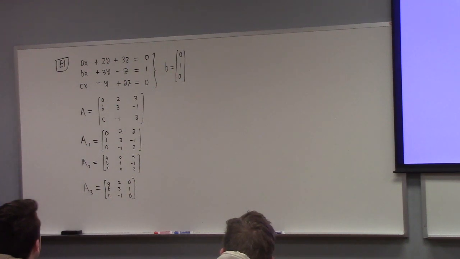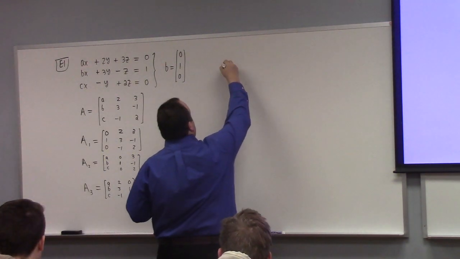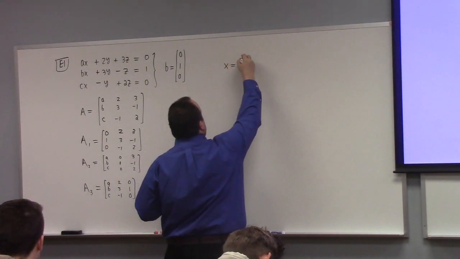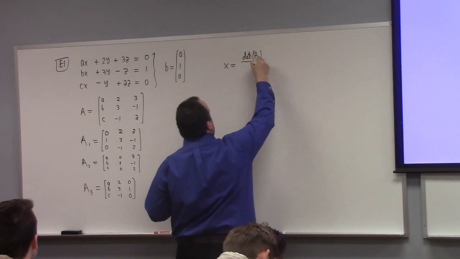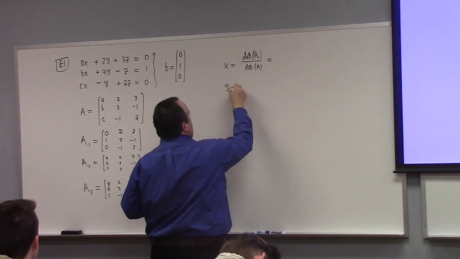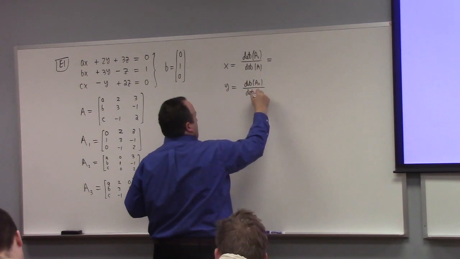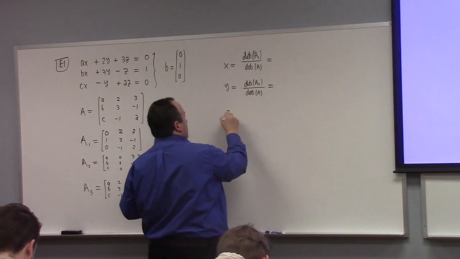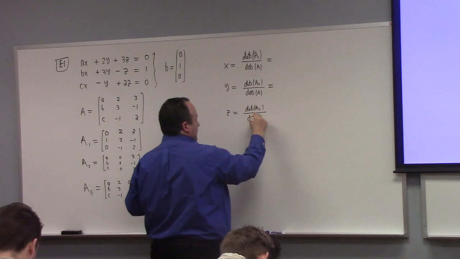All right? Now Cramer's rule says what? Cramer's rule says you can solve this system by formulas. In particular, x is equal to the determinant of A1 divided by the determinant of A. y is the determinant of A2 divided by the determinant of A. z is equal to the determinant of A3 divided by the determinant of A.